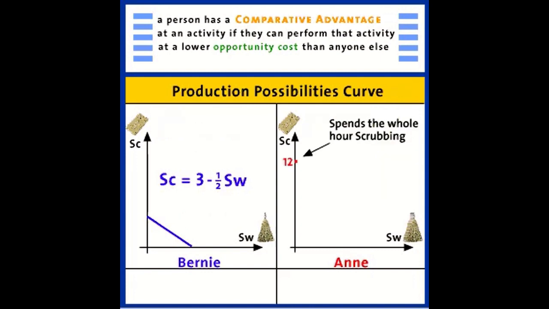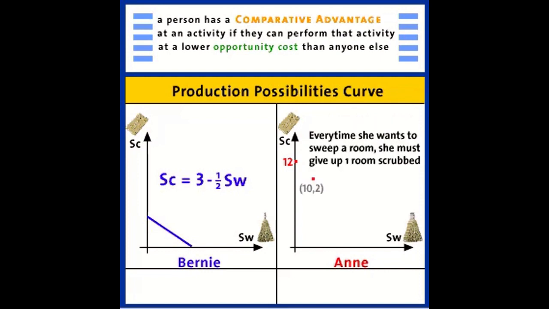And we get these points all the way down the curve. Every time Ann decides that she wants to sweep an extra room, she loses a room worth of scrubbing, until finally we get down to this horizontal axis where she's sweeping 12 rooms and scrubbing 0 rooms. Notice we can connect the dots here to find Ann's production possibilities frontier. So let's connect the dots. And just like Bernie, Ann's production possibilities frontier is a straight line.